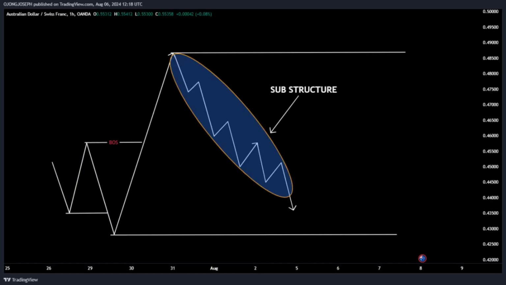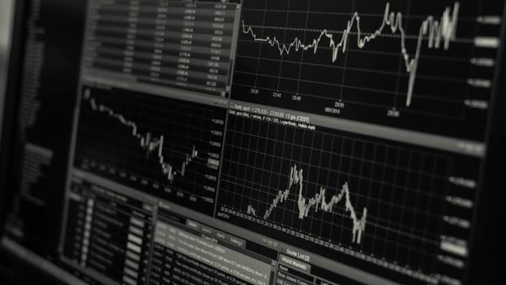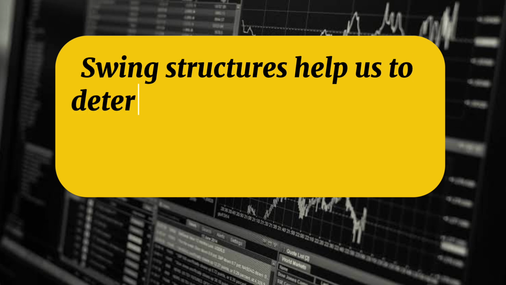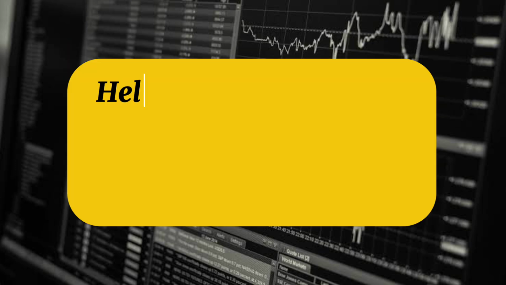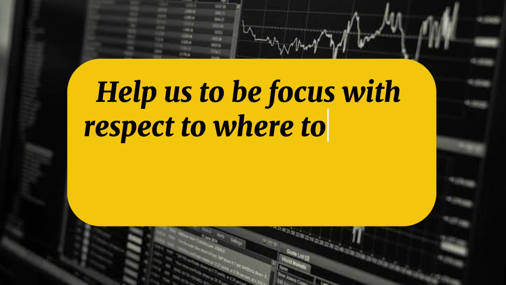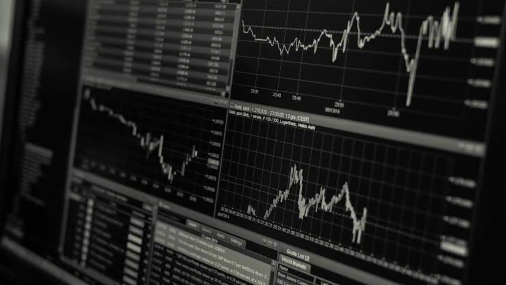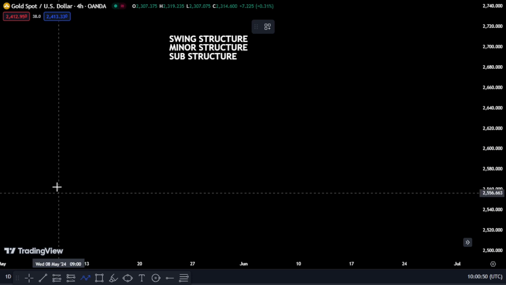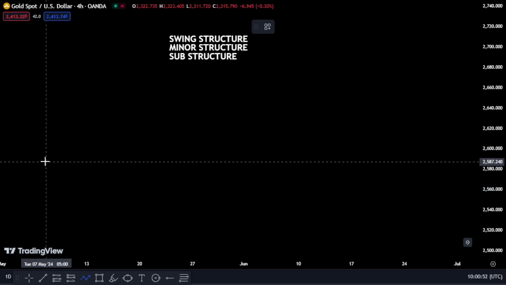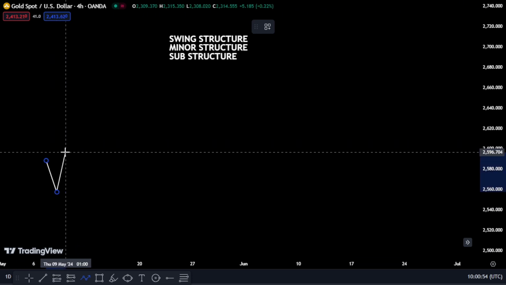What is the swing structure? Swing structure helps us to determine whether the price is bullish or bearish, and it helps us to be focused with respect to where to buy or where to sell. So right here, let's look at this now. The market is pushing to the downside, and then we have a higher low.